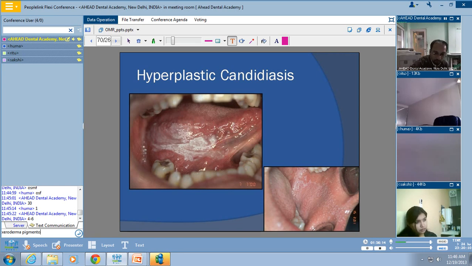Xeroderma pigmentosa. Is it clear? Should we go on to the next slide? Should we go on?